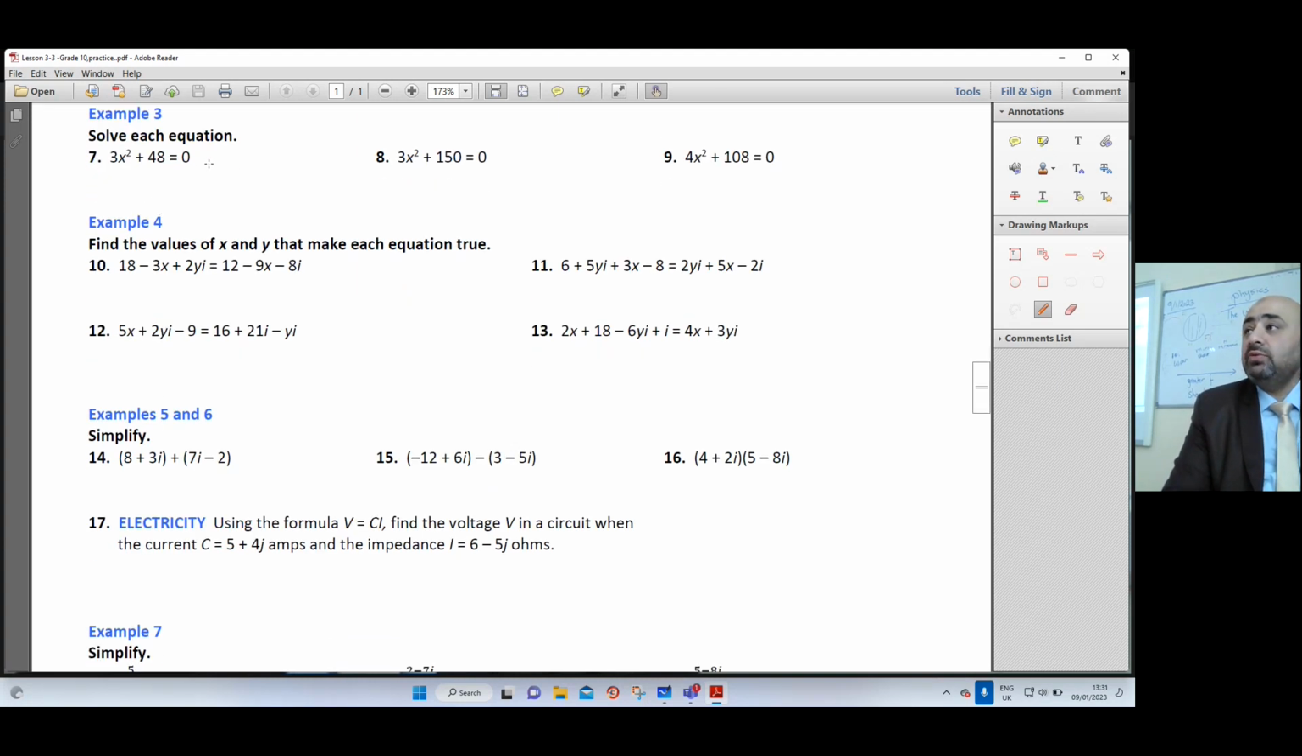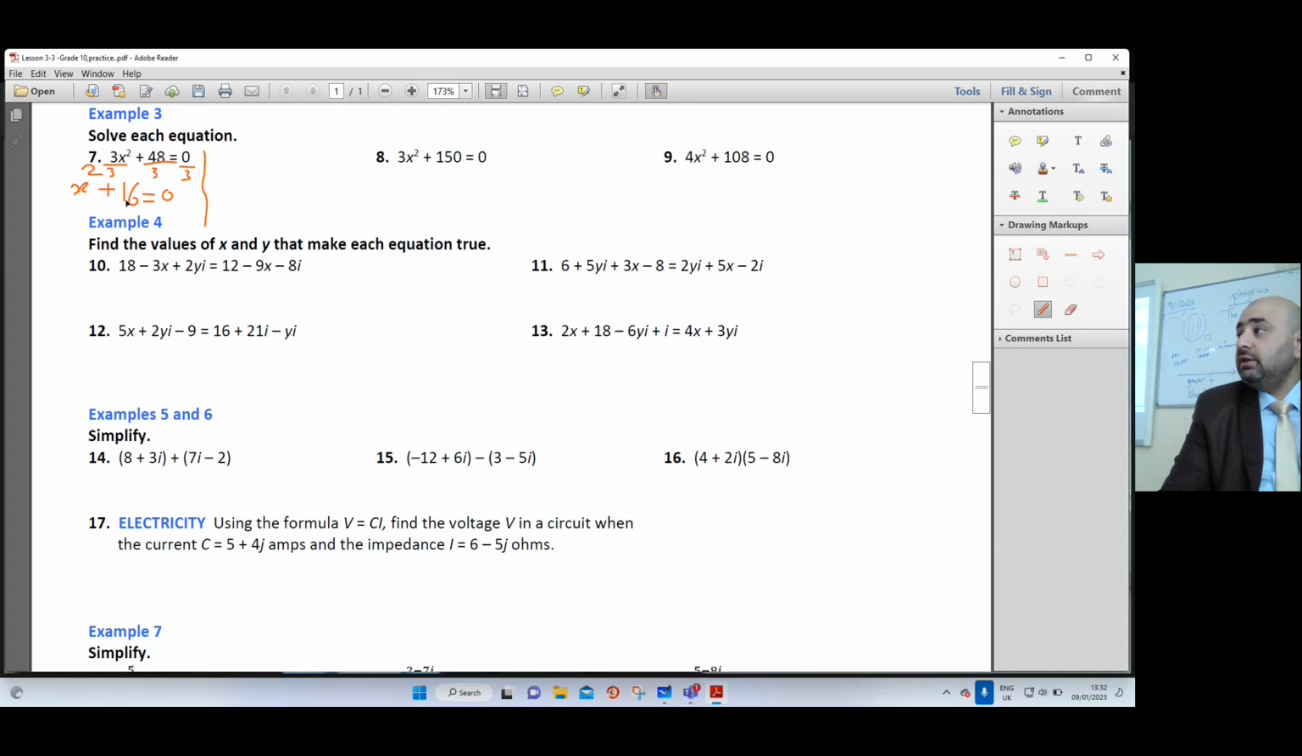Solve each equation. How to solve this equation using complex numbers? Listen please. As you see here, you have 3, and here you have 48. And 3 is a common factor between them. So we can divide this equation by 3. You can divide here by 3, here by 3, and here by 3. 3x squared divided by 3 will be x squared. And 48 divided by 3 will be 16. And 0 divided by 3 will be 0.